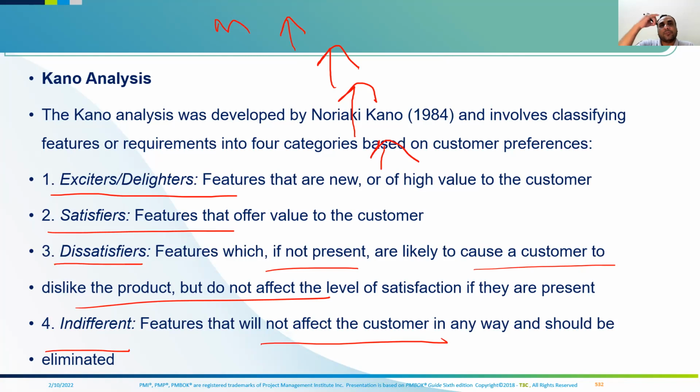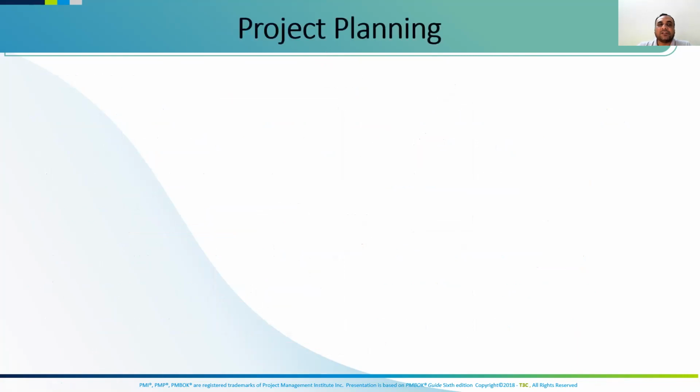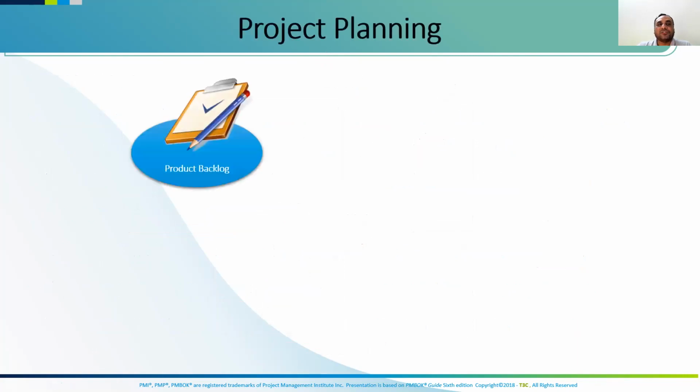So that's how you can prioritize. Exciters on the top, dissatisfiers should be taken care of, and satisfiers should also be there. So you can arrange accordingly. That's how we perform Kano analysis for prioritization. For sure, there will be 2 to 3 questions from this slide also. Satisfiers, dissatisfiers, exciters, indifferent.